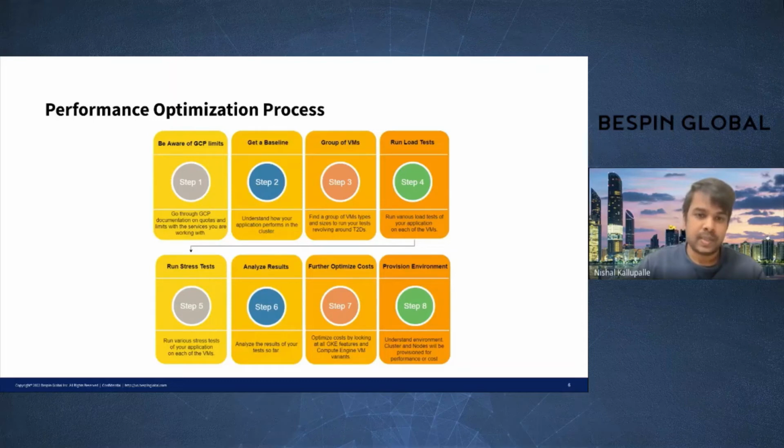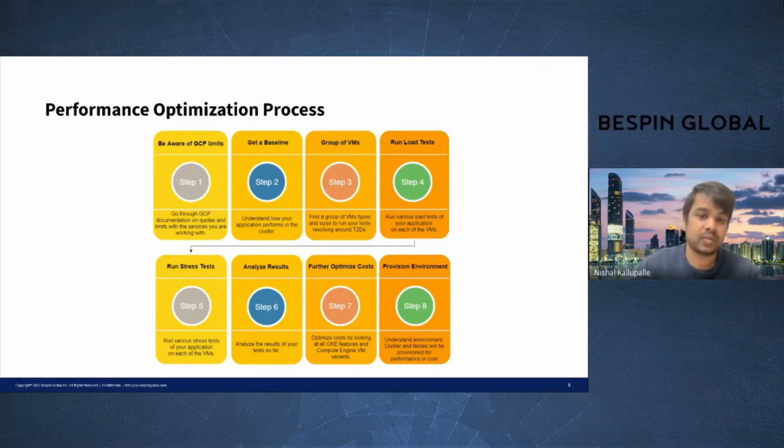Right. And after that, analyze all of the results you've gotten. So once you have all of this information, you should be able to find out what VM variant is the best in terms of processor and what VM type, so high CPU or high memory.